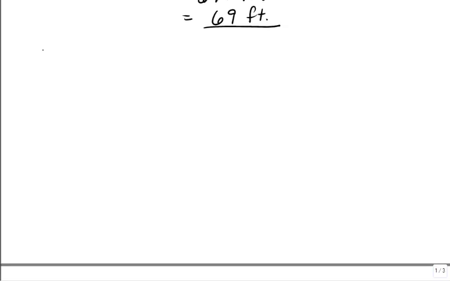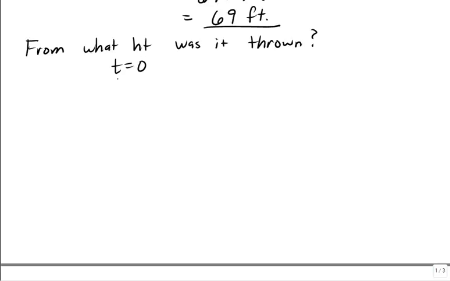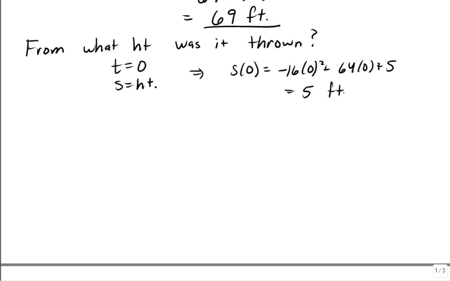Okay, from what height was it thrown? Well, it was thrown at time 0, so s of 0 is 5 feet. So that makes sense. If you're 5 feet tall, 6 feet tall, or whatever, you're throwing it from a height of 5 feet.